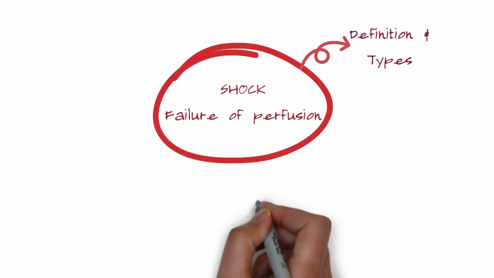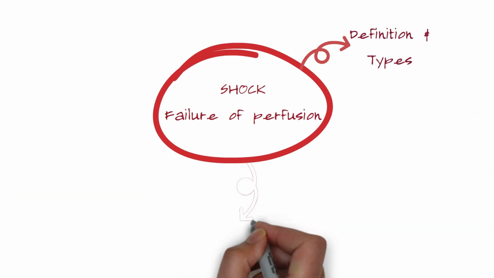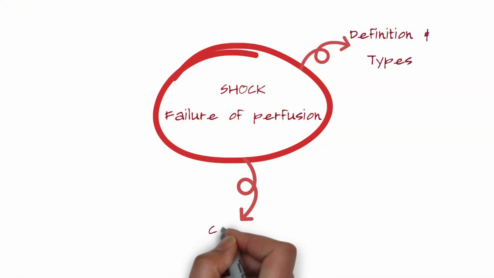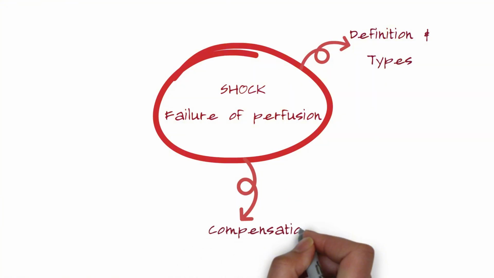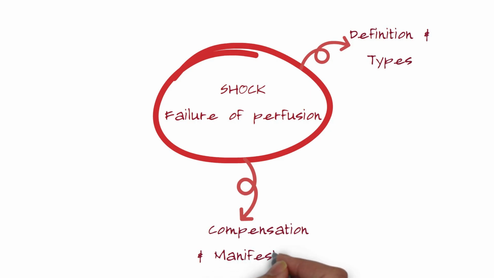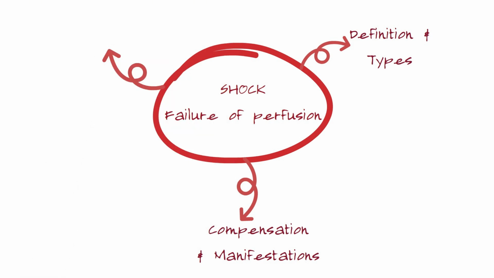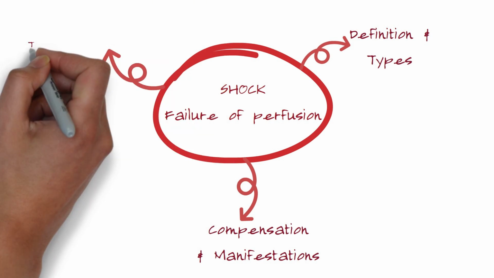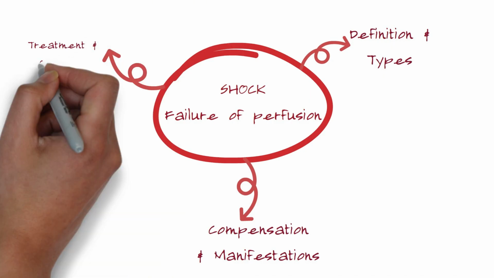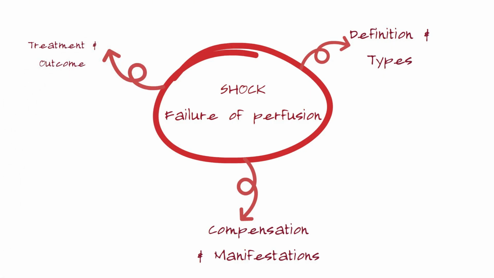Let's start with shock, which is defined as a failure of tissue perfusion, and this is usually, but not always, due to inadequate cardiac output. So we are going to discuss the definition and types, the compensatory mechanisms and clinical manifestations, and last but not least, the treatment and the possible outcome. So let's start.